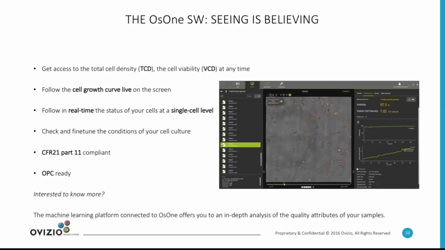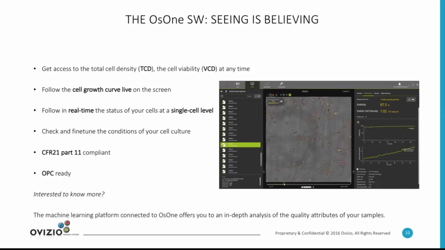You can follow your cell growth curve live on the screen. So that's being generated while you are watching. You can follow in real time the status of your cells at the single cell level. So you can access all the parameters on a single cell via the software. You can, of course, create feedback loops. The software is OPC ready, so that means that you can connect it to controllers or SCADA software and check and fine-tune the conditions of your cell culture.